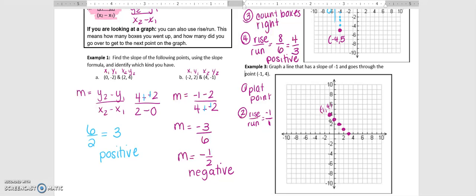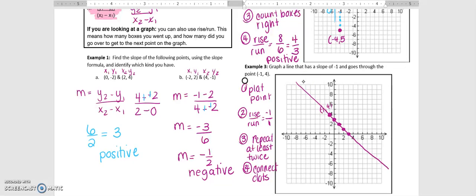Next, you're going to connect all of your points. So we want to repeat those points at least twice, so we have 3 points total, and then we want to connect dots. Now when we connect, we don't just connect the dots that we have, we actually extend it through the entire graph.